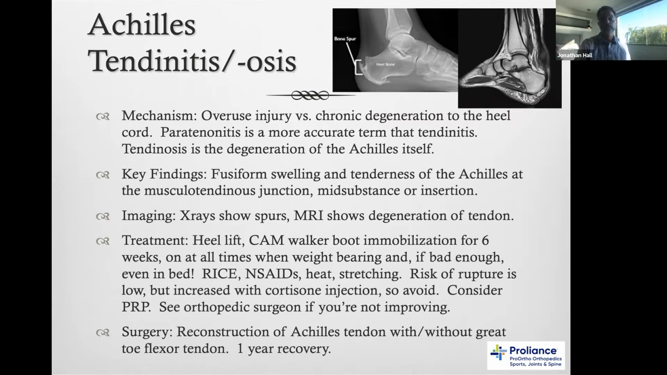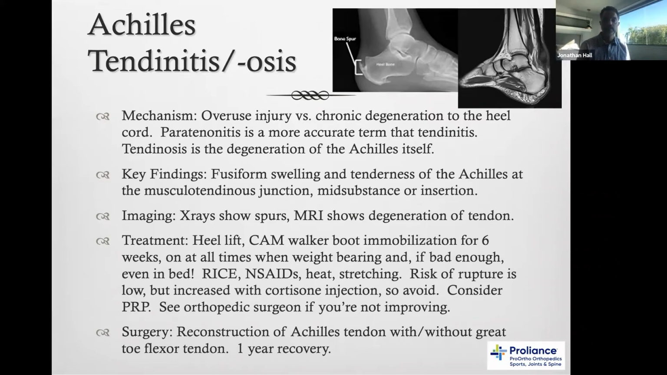And so ultimately, imaging with X-ray and then MRI potentially if the question still is posed about what the problem actually stems from. Treatments are heel lifts. So if you take some pressure off the Achilles, oftentimes, especially with our runners, you have really tight calves and tight Achilles, and so it's hard to get loose. And so if we raise up your heel, then that actually takes some of the pressure off of the Achilles while you're healing, along with stretching and going from there. The typical RICE treatments and NSAIDs.